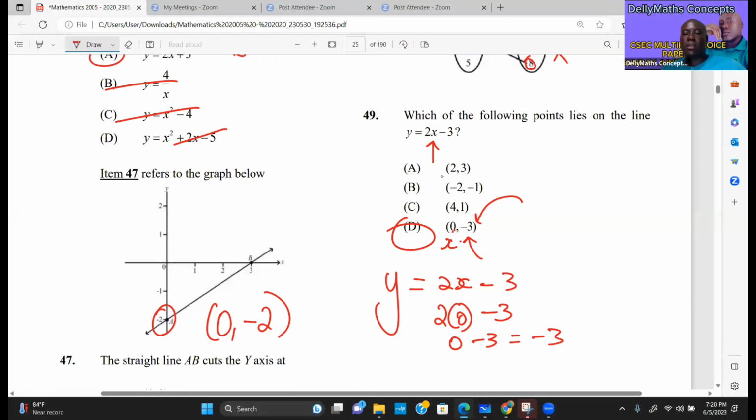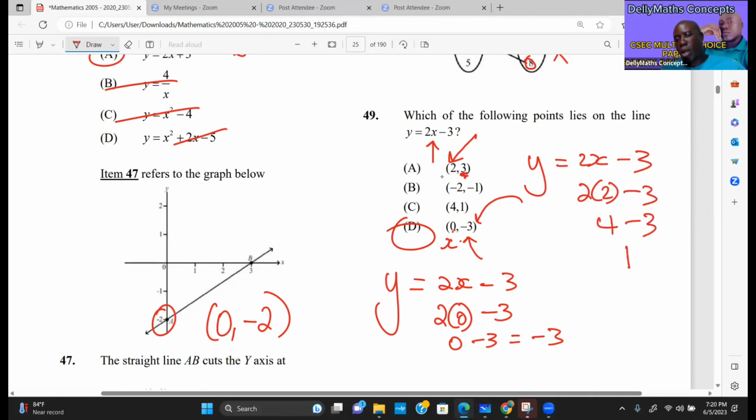That's what it means. If I plug in 2, I get 4 minus 3, which is 1. And this is not 1. So you know that's not on the line. And that's how you know the rest are not.